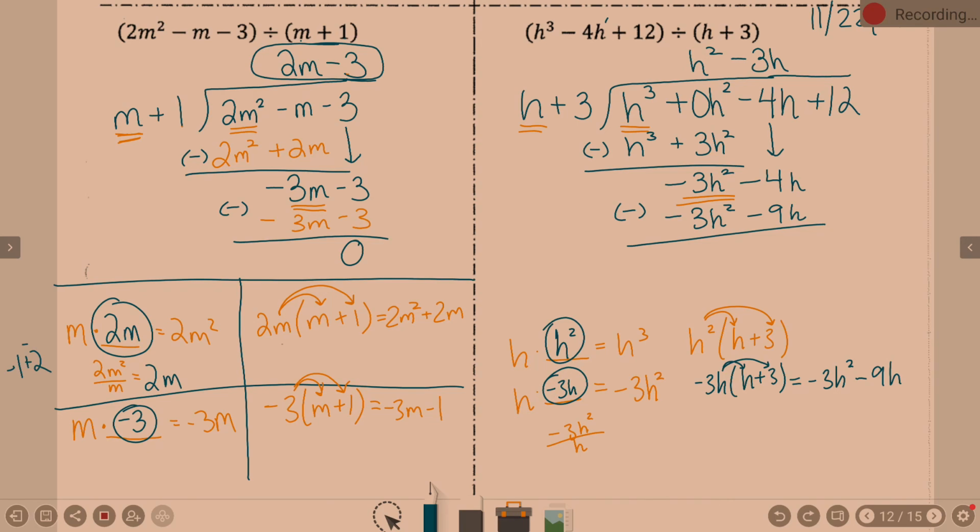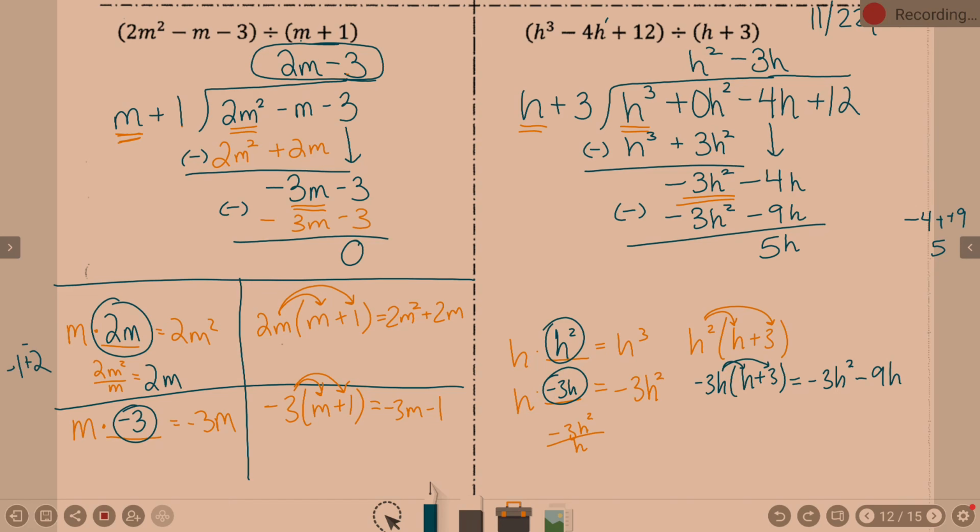Okay, subtract. Negative 3h squared minus negative 3h squared. So negative 3 minus negative 3 becomes negative 3 plus 3, which is 0. What about this one? Negative 4h minus negative 9h. So what's negative 4 minus negative 9? Keep, change, opposite. Negative 4 plus 9 is 5. So that is 5h.